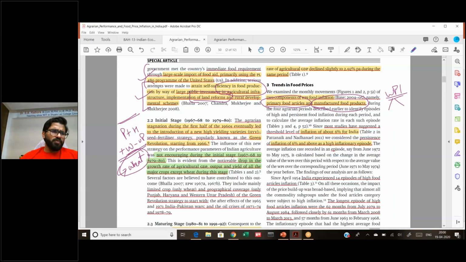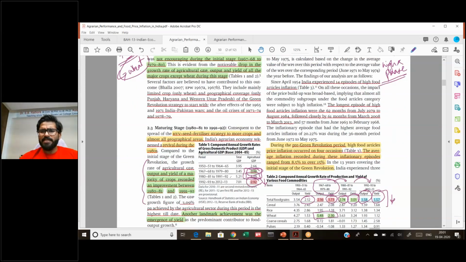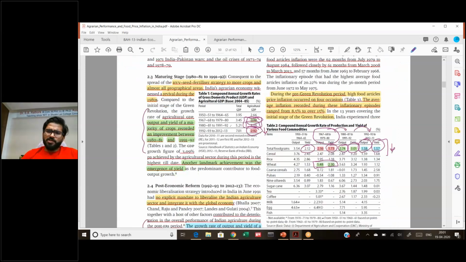And most of these studies actually indicate that the threshold level of inflation in the agrarian sector is 6%. So anything above 6% inflation in the agrarian sector will be called a high inflation phase. This is the benchmark which has been decided by a number of studies. On the basis of these parameters, we will be judging the trends in food. Let's analyze how prices have responded in each of these periods.